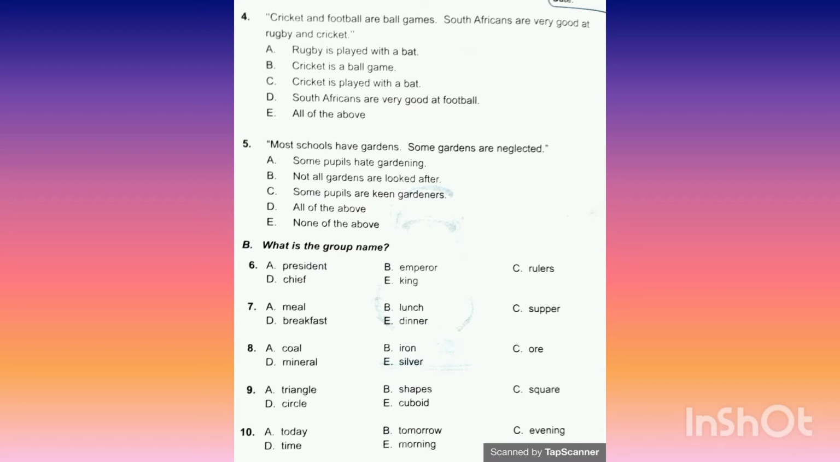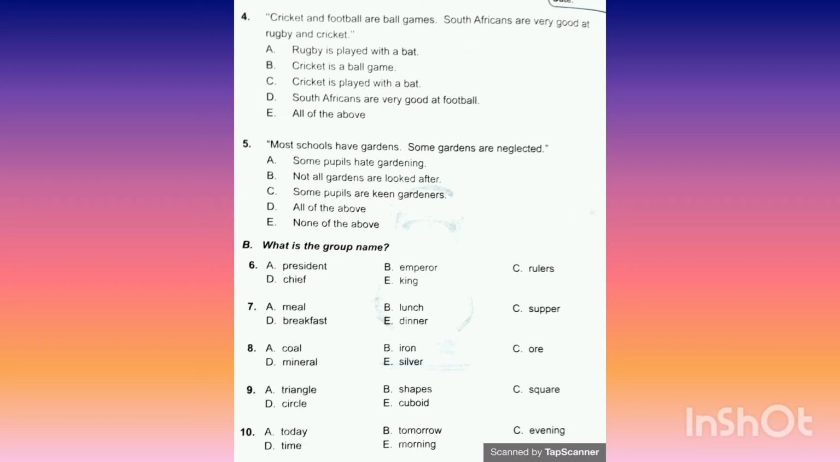Is it president? Is it emperor? Is it ruler? Is it chief? Is it king? The answer is rulers. Option C. A president is a ruler, an emperor is a ruler, a chief is a ruler, and a king is a ruler. So rulers is the group name for the others. That is easy, right? Yes, of course it is.